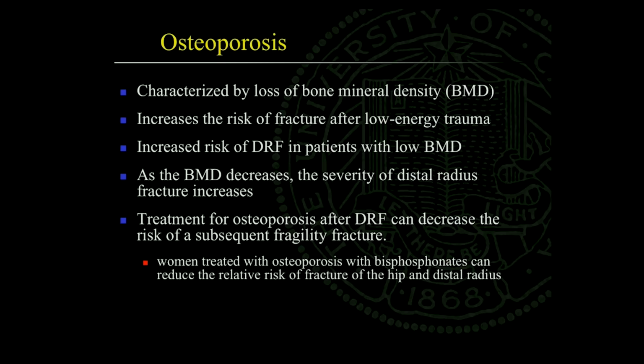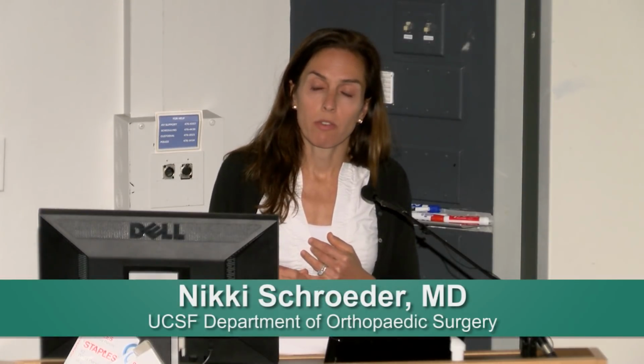What we do know is that treatment for osteoporosis, such as bisphosphonates, which help to improve your bone density, can decrease the risk of subsequent fragility fracture. So it's helped out a lot, not only in decreasing the incidence of distal radius fractures, but also in decreasing the severity of the fracture.